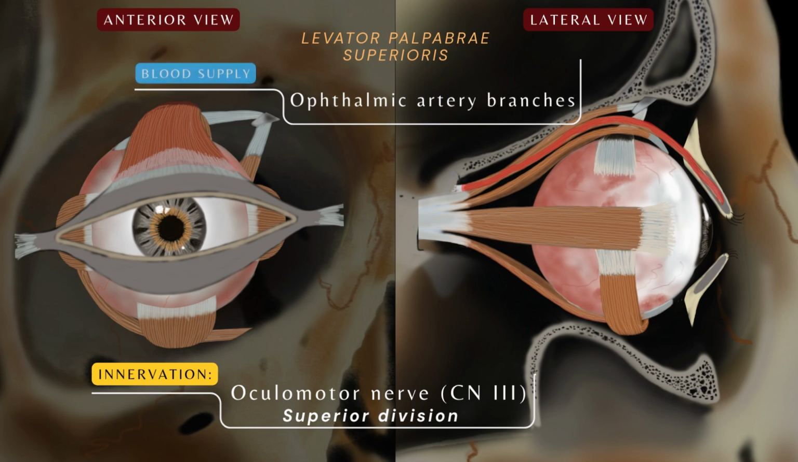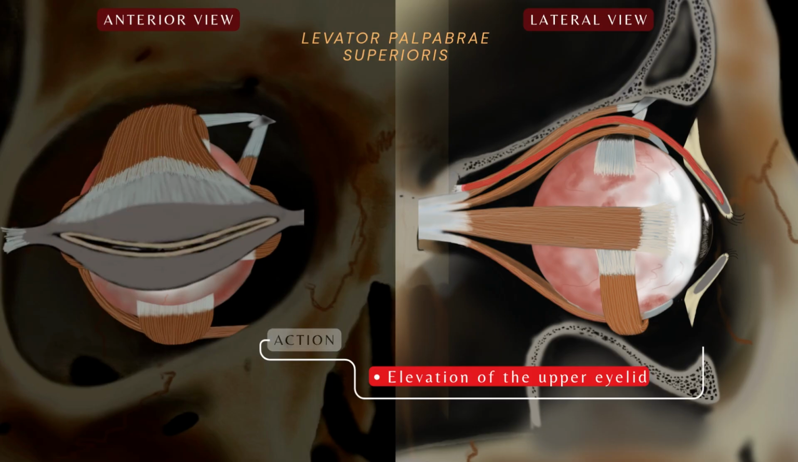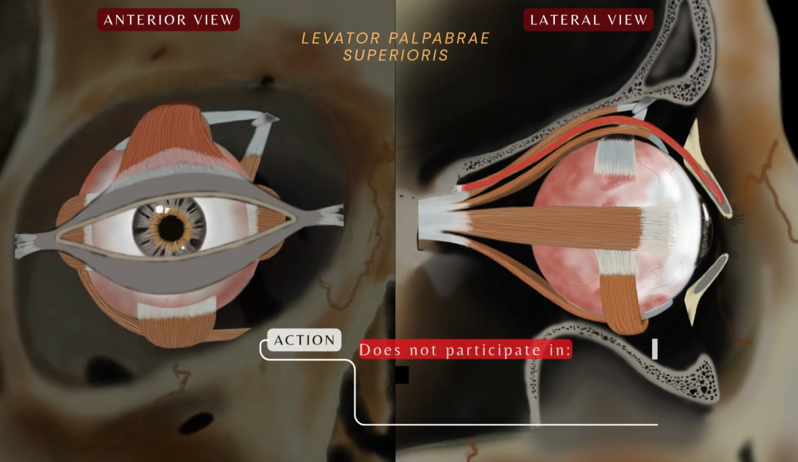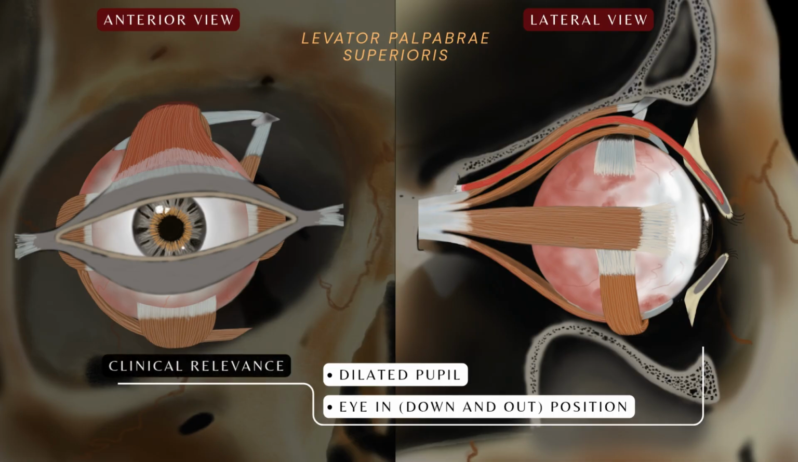The main action of the levator palpebrae superioris is elevation of the upper eyelid, allowing the eye to remain open. Importantly, although it is grouped with the extraocular muscles due to its location and innervation, it does not directly participate in the movement or control of the eyeball itself. Clinically, dysfunction of this muscle can result in ptosis, or drooping of the upper eyelid. Other signs often accompany ptosis: a dilated pupil and an eye observed in the down and out position. Clinically, these signs are suggestive of third cranial nerve palsy.